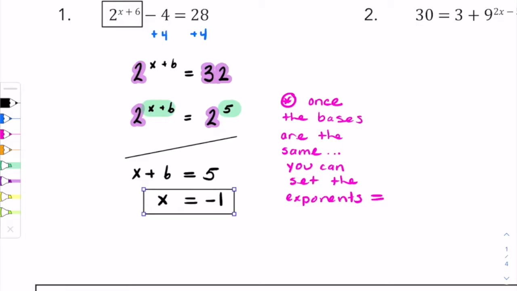And that's the solution. Of course, you can check your work by substituting that back into the original function and making sure the function comes out to be true.